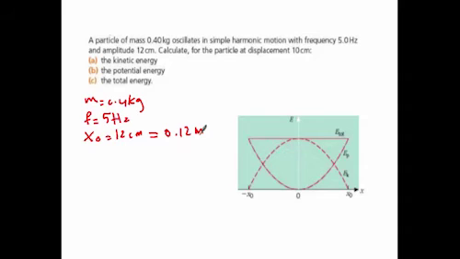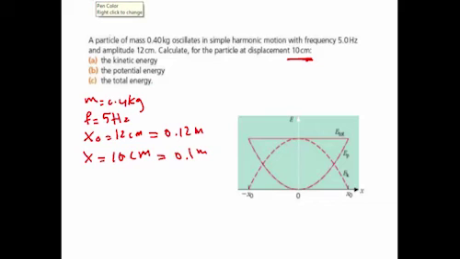We are talking in terms of energy. Energy is in joule, so all the other quantities should be in the SI units. Calculate for the object the displacement at displacement 10 centimeter. So we have displacement of 10 centimeters, which is 0.1 meter, they are asking about the kinetic energy, potential energy, and the total energy.